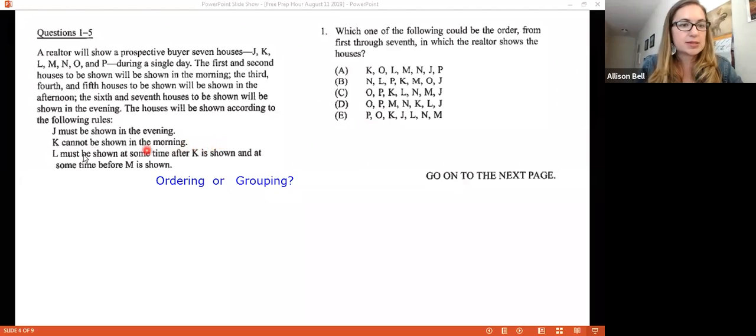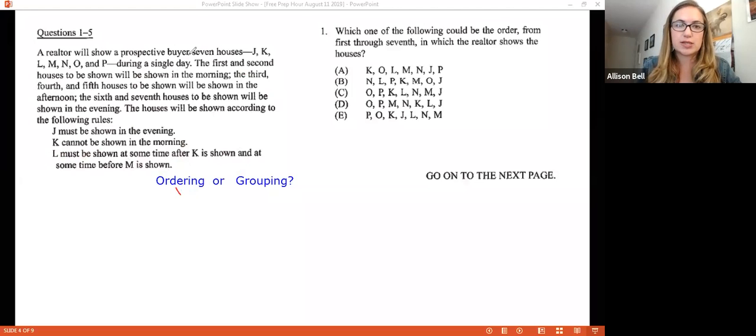First, it's got a rule that tells me one of these houses is going to be shown before the other, one of these is going to be shown after the other. The second is that we're dealing with the element of time, which is a general hint that it's likely going to be an ordering game. Once I know that it's an ordering game, I start thinking about what would be the best tool for me to use for this ordering game.